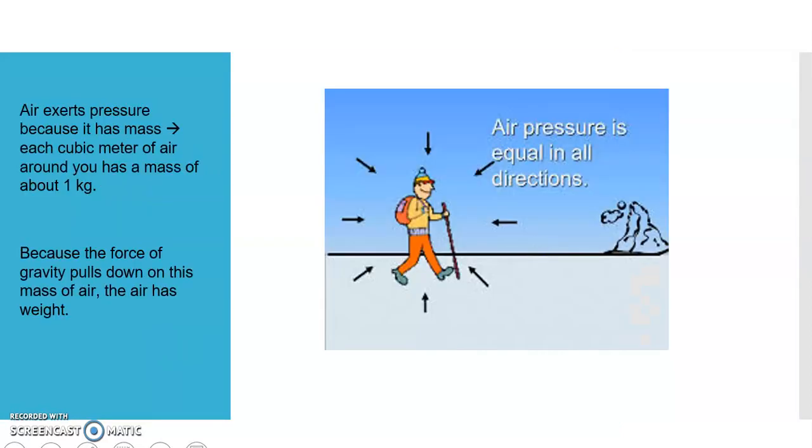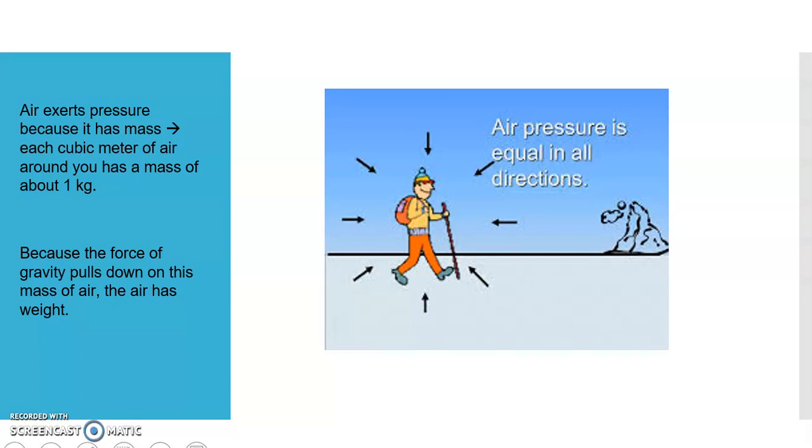All right, so air pressure. We live at the bottom of 100 kilometers of fluid that surrounds the Earth. This fluid, which we call air, is a mixture of gases that makes up the Earth's atmosphere. These gases press down on everything on Earth's surface, including you, all the time. And air exerts this pressure because it has mass.